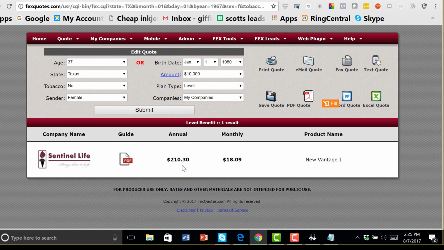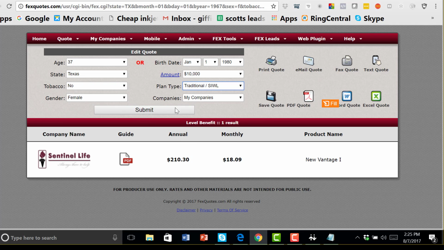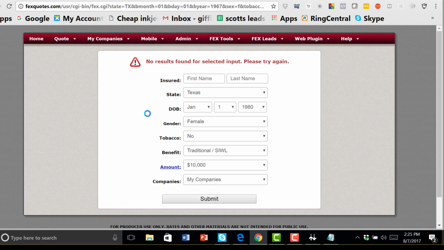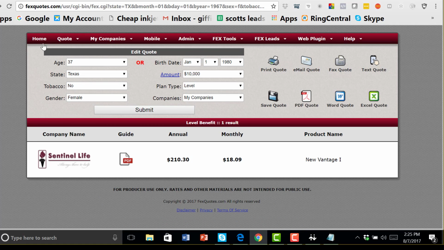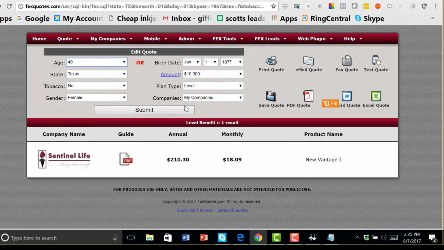But you'll see Foresters isn't on there, right? That's because their policies for under 50 are under traditional SIW. So when you click submit, I think you've got to be 40, at least 40. Mine is not set up the same way yours is, because mine's the administrator one.